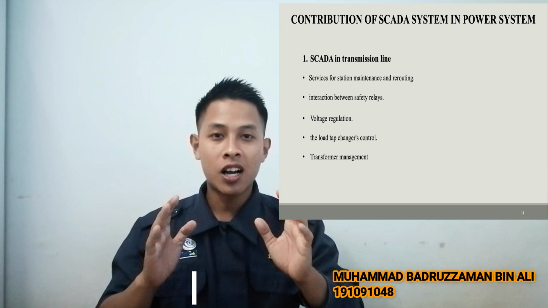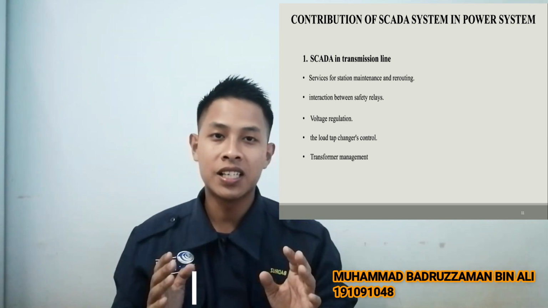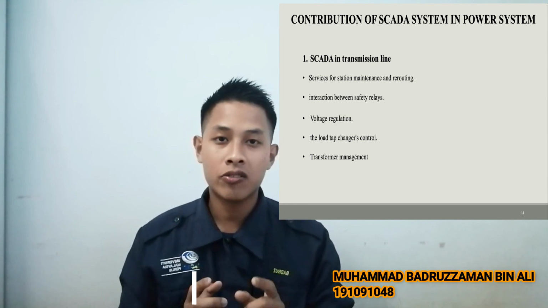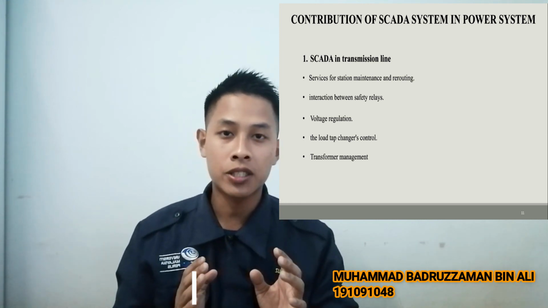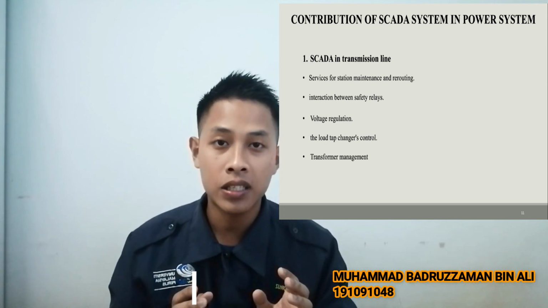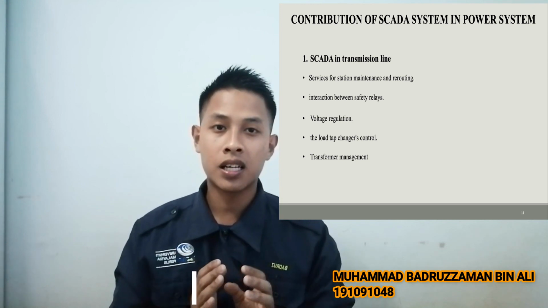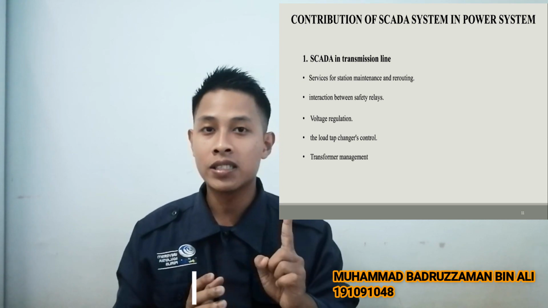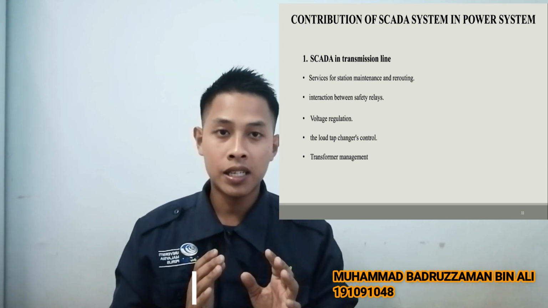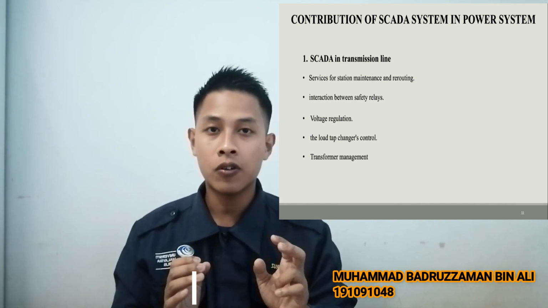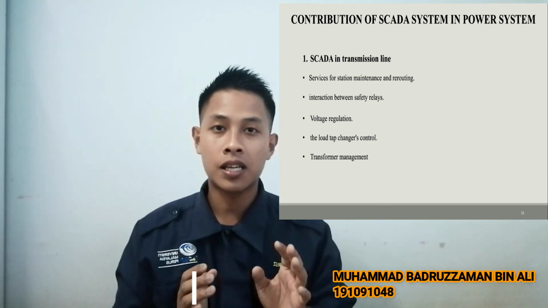When compared to the data from a SCADA system, transmission line matching circuit model attributes are frequently incorrect. This mistake results in improper economic dispatch without a SCADA system, which risks cost or results in incorrect billing. Several critical SCADA duties in an electric transmission system include the following. First, service for station maintenance and rerouting. Second, coordination between safety relays. Third, voltage regulation for the load tap changer control, and lastly, transformer management.